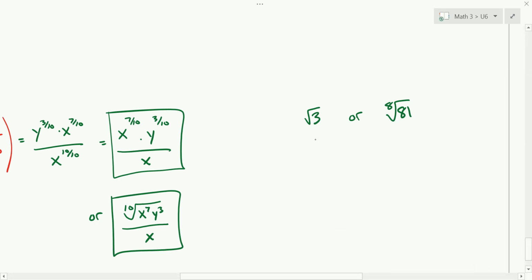Okay, so this is 3 to the 1/2. This is the 8th root of 3 to the 4th, which is the same thing as 3 to the 4/8, which is the same thing as 3 to the 1/2 power. So they are equal.